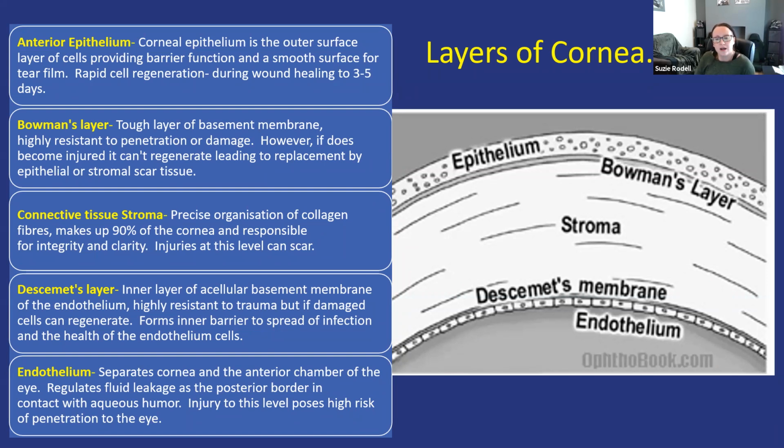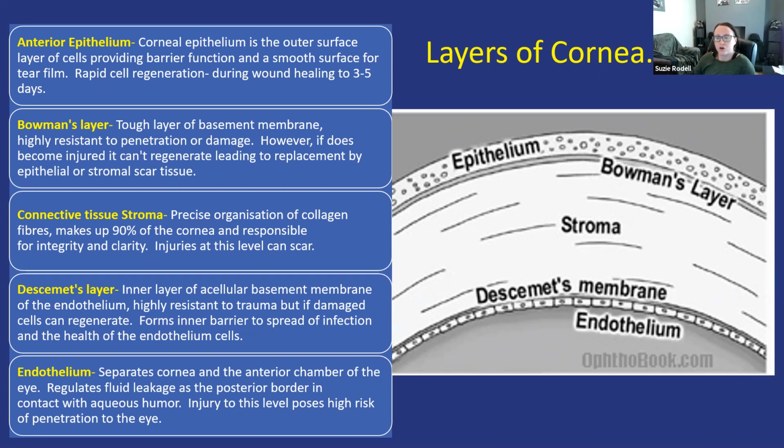The next layer underneath then is the Bowman's layer. This is a tough basement membrane, highly resistant to penetration or damage, but it doesn't regenerate if it is injured, and it actually can result in stromal scar tissue, which tends to be the haziness that you would see in a corneal scar or somebody's had previous injury.